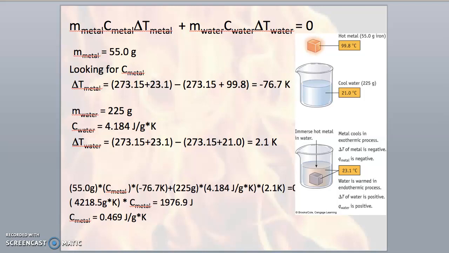A sample calculation is provided in the image to the right. The metal is heated and placed in water. The specific heat of the metal is calculated as 0.469 joules per gram Kelvin. Does it make sense? It's a low value and much lower than water, so at least it's a logical answer.